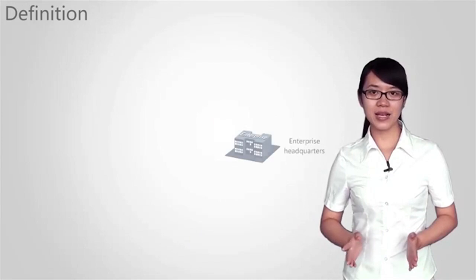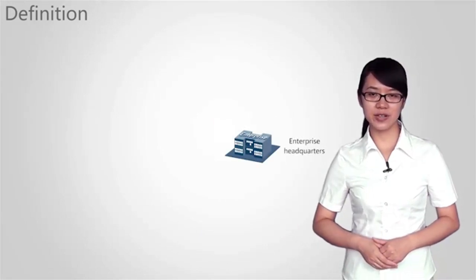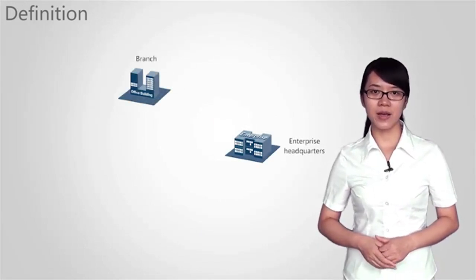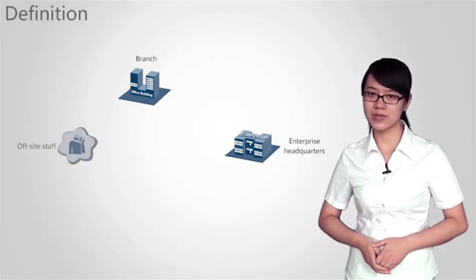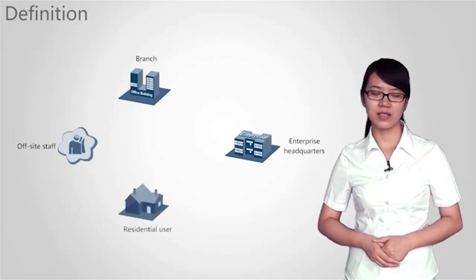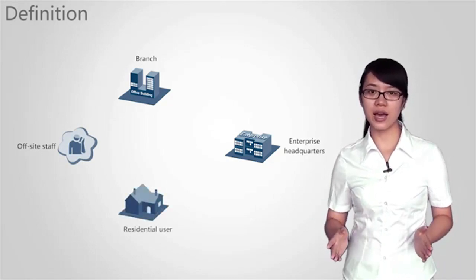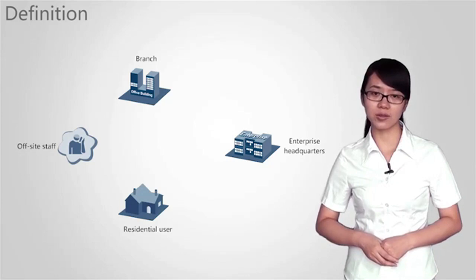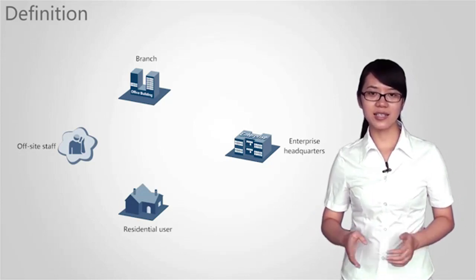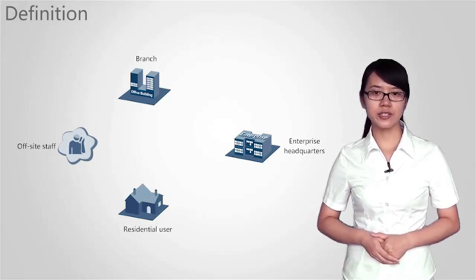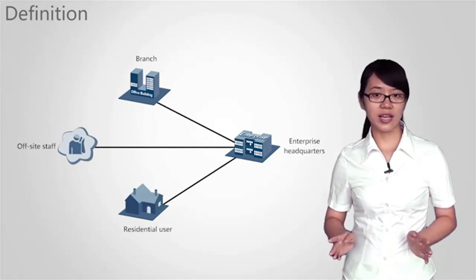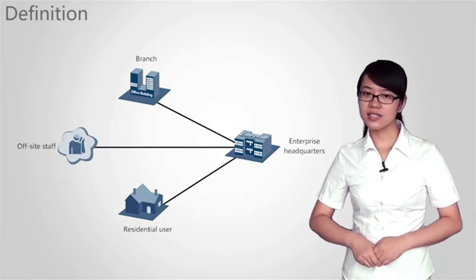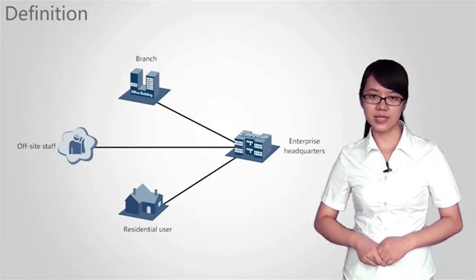Well, how does L2TP develop? As enterprises develop and services increase, many branches are set up in different locations. Some staff often go on business trips and some may work at home. They require fast, secure, and reliable network connections with the headquarters. In earlier years, leased lines were deployed. Each remote branch user uses a leased line to connect to the headquarters. Leased lines ensure high security and bandwidth.